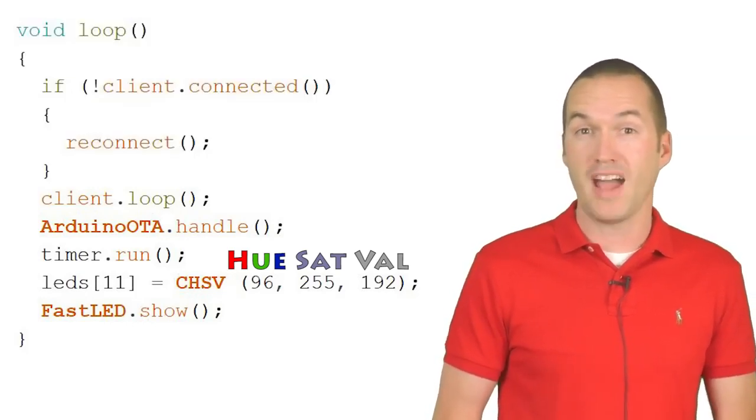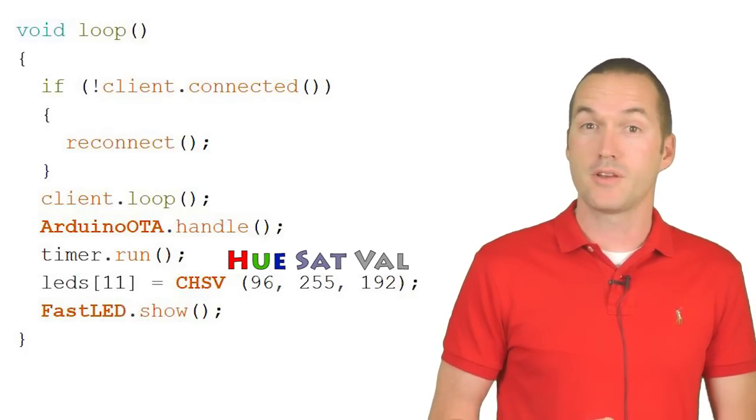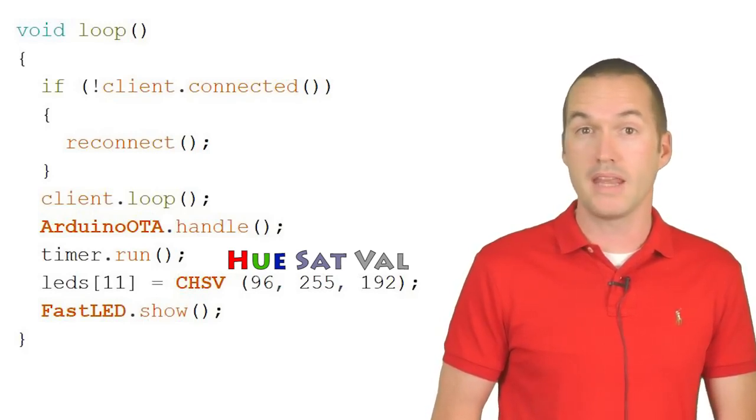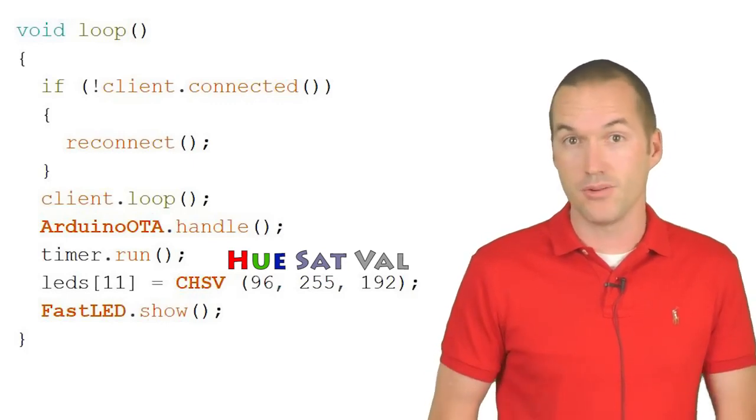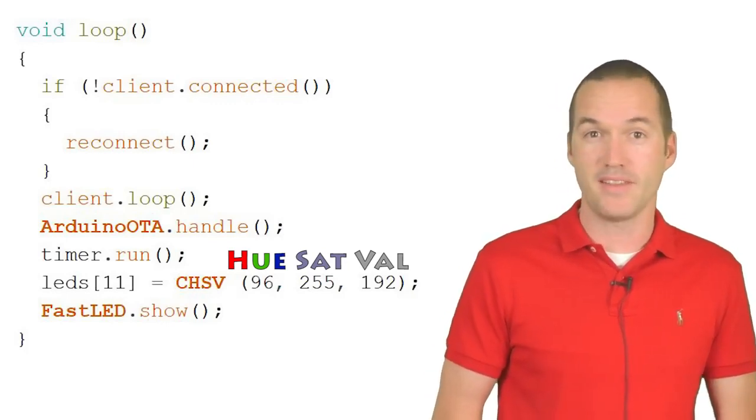Saturation refers to the vibrance of the color. If you choose a saturation of 0, there won't be any color, just white light. And 255 would be the richest or most saturated color. The last value, which is value, is essentially just the brightness of the LEDs.